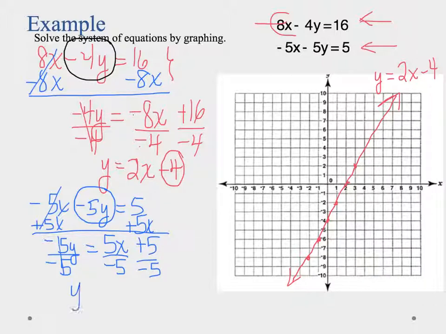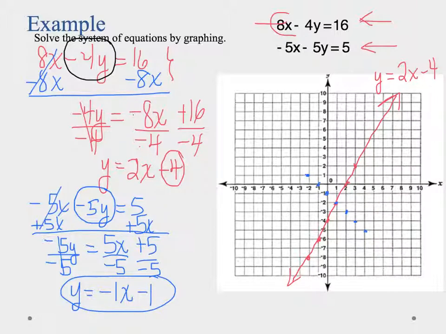So I get y equals, and positive 5 divided by negative 5 is negative 1. Carry down my x. 5 divided by negative 5 is negative 1. So here's my second equation. y equals negative 1x minus 1. So I plot my negative 1, and my slope tells me to go down 1 to the right 1, down 1 to the right 1, and you keep following that pattern. You can also go up 1 to the left 1, we know that.